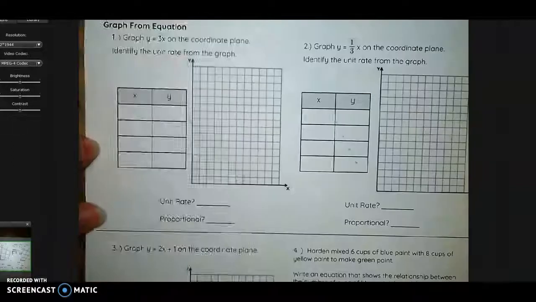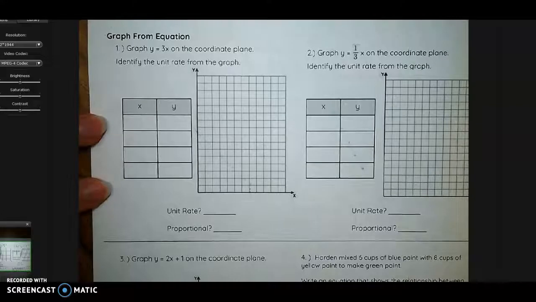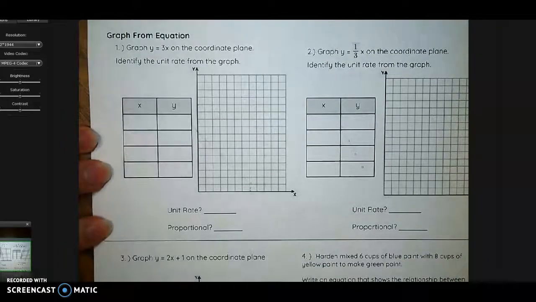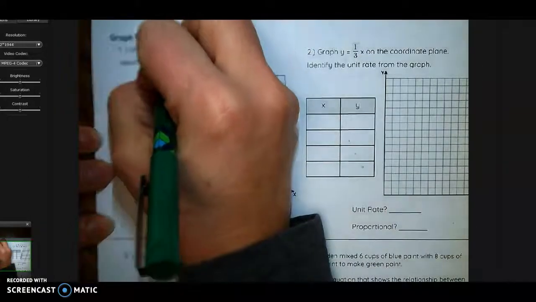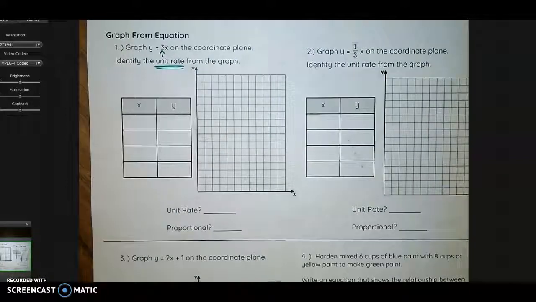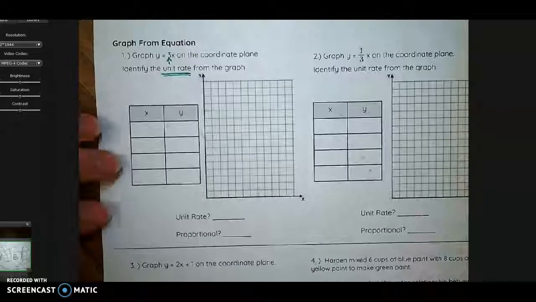Moving to the back, graph y equals 3 times x on the coordinate plane. It wants me to graph that and identify the unit rate for the graph. Well, the unit rate, I'm looking at it from an equation. I can go right to here. This is my unit rate, conveniently located right below where it's written there. So my unit rate is 3.